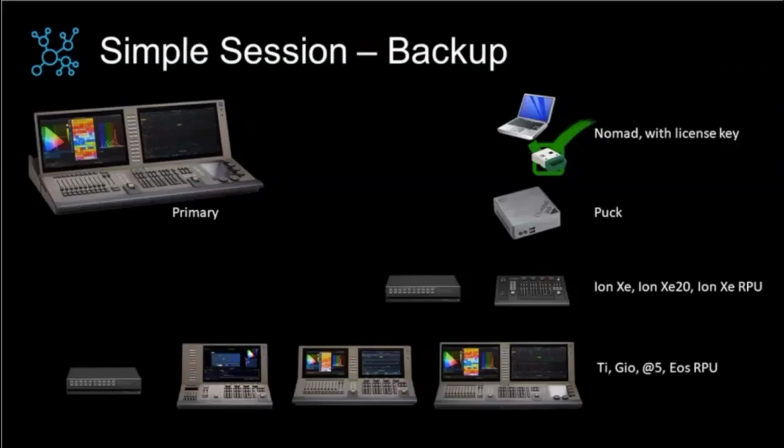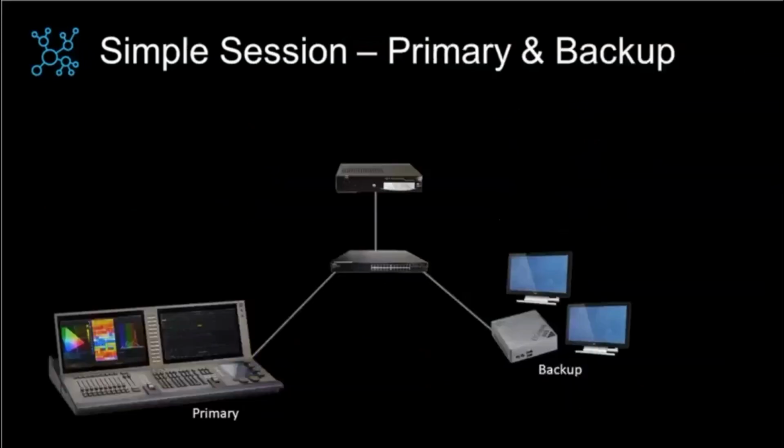The thing that you need to remember, though, is when you are trying to back something up, whatever that device is, it's going to have an output count, right? So if my primary is an unlocked TI, and it's able to output 48 universes worth of data, I need to be aware of what device I'm choosing to back that up. Nomads and pucks can only be 1K or 6K, right? Base or unlocked. Ion XEs can only go up to 12K. And your EOS RPUs and all of your desks with built-in touchscreens can go up to 24K. So back to our simple system where I have a primary and now I'm bringing on a backup.